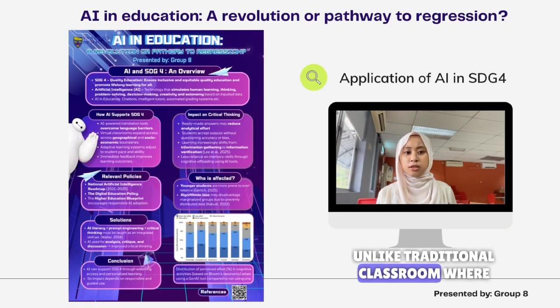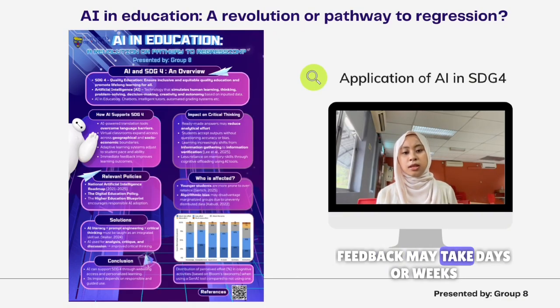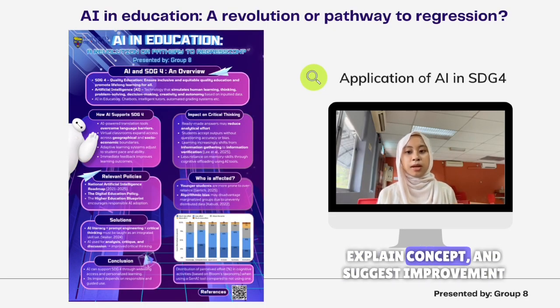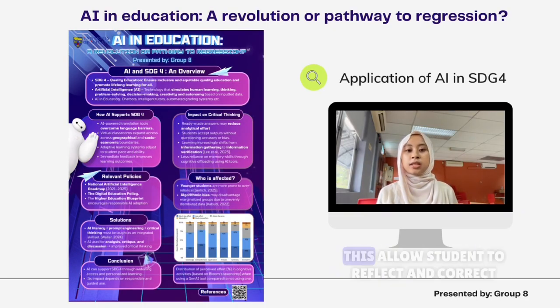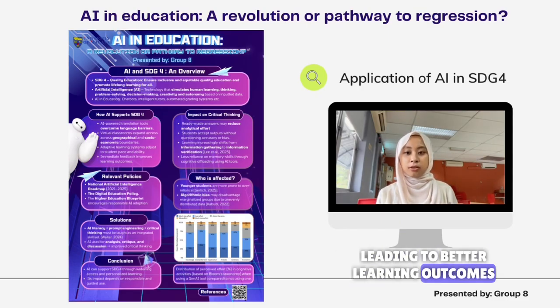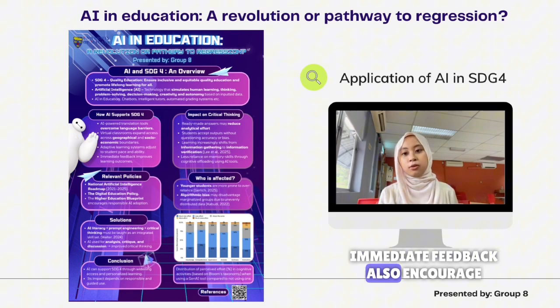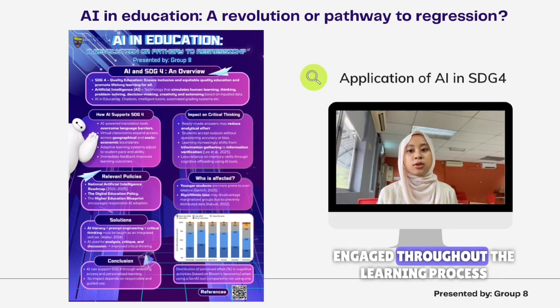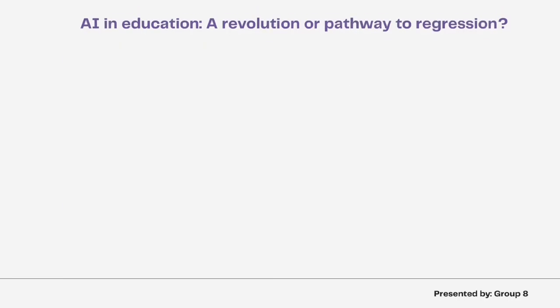Unlike traditional classrooms, where feedback may take days or weeks, AI tools can instantly highlight mistakes, explain concepts, and suggest improvements. This allows students to reflect and correct their understanding in real time, leading to better learning outcomes. Immediate feedback also encourages independent learning and keeps students engaged throughout the learning process.